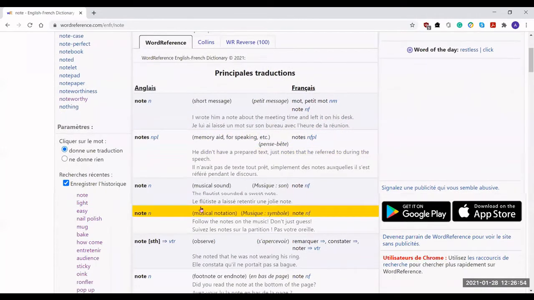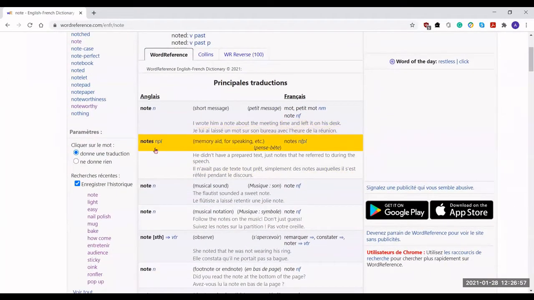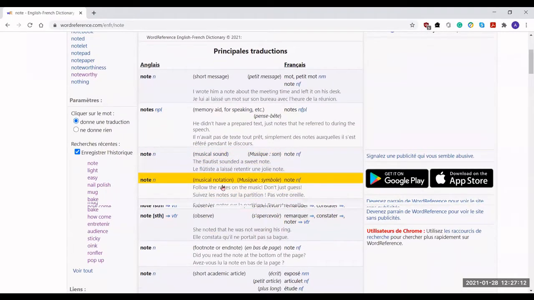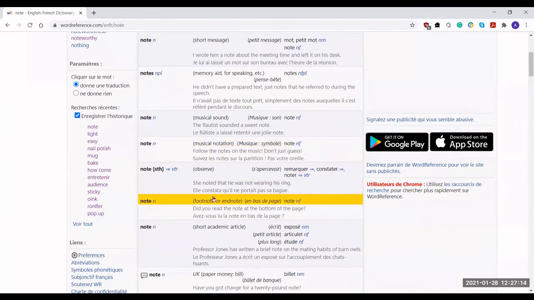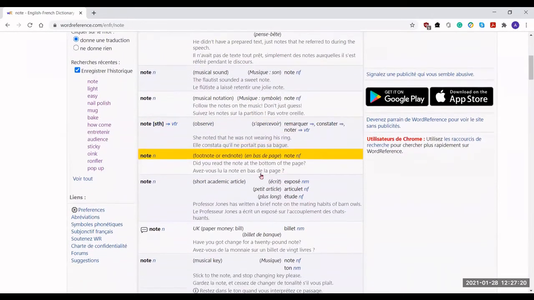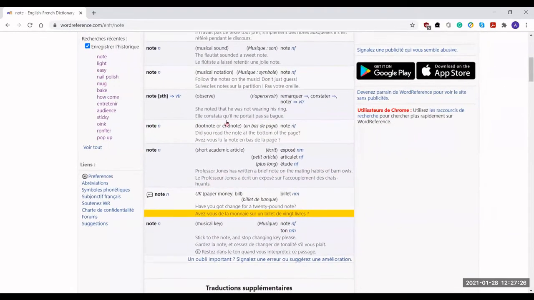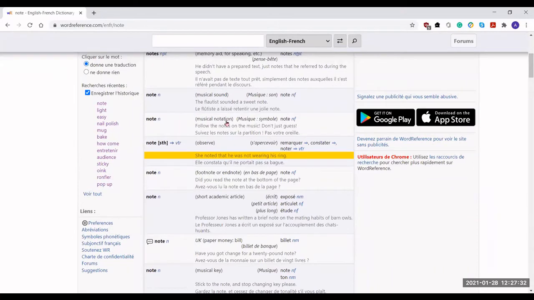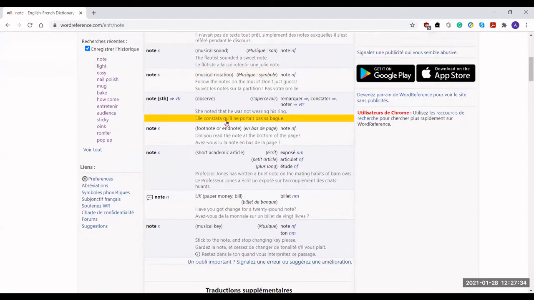Okay? So note can mean a lot of things. It could also mean a memory aid for speaking, like, oh, I left a note for myself, right? That's a pense-bête, like a sticky note. We have a music note. Une note. Musical notation, same thing. To note something. She noted. Remarquer. Right? Noter. A footnote. Une note. You see? So there's a lot of different context it gives you for the word note, which is one of the reasons why it's an absolutely fantastic online dictionary, because there's always context provided, right?